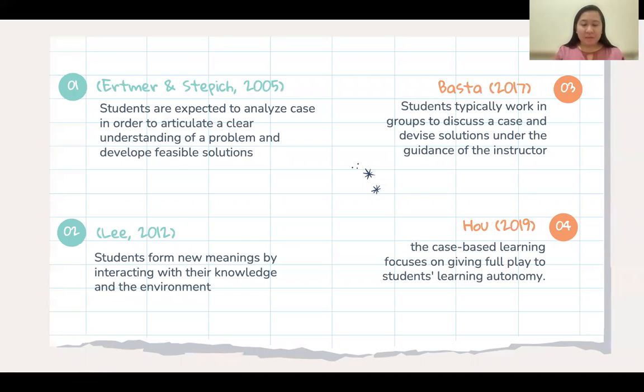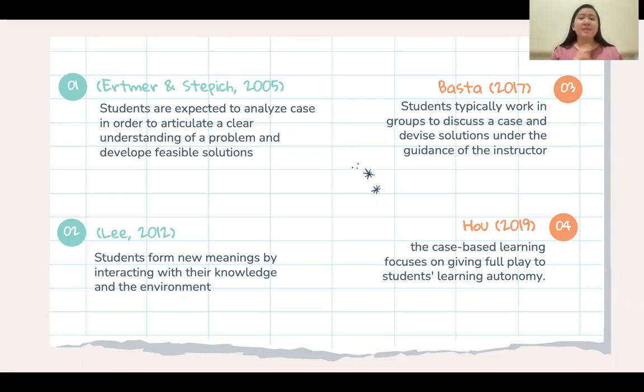There are some definitions from some theories. The first is from Erdmer and Stepik, 2005, where students are expected to analyze a case in order to articulate a clear understanding of a problem and develop a feasible solution. So it means that in case-based learning, students read, analyze, and make a solution of the problem.